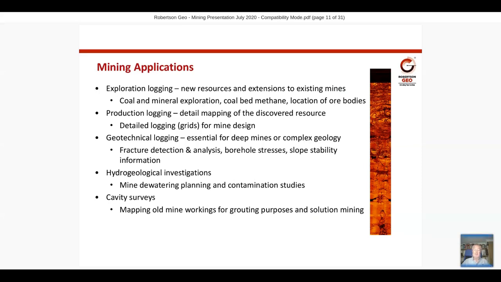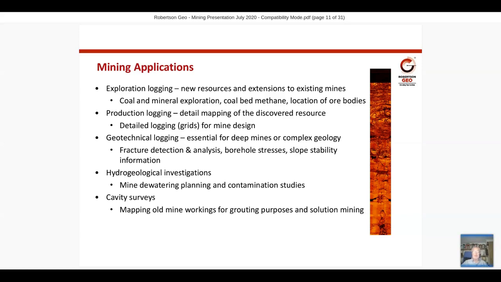So we come to look at mining applications, and we would start with exploration logging. This would be early stage evaluation of an ore asset, new resources, extensions to existing mines, and can be used in coal mineral exploration, coal bed methane, and defining the extent and true location of an ore body. Once the asset has been discovered and initially explored, you would move to production logging, which is much more based on a more detailed grid, probably at a higher frequency, and conducting a detailed mapping of the discovered resource.